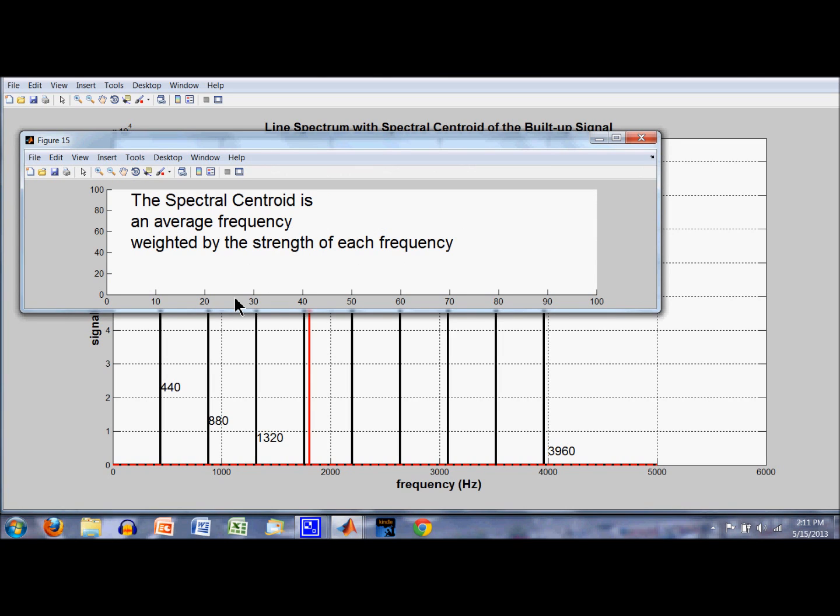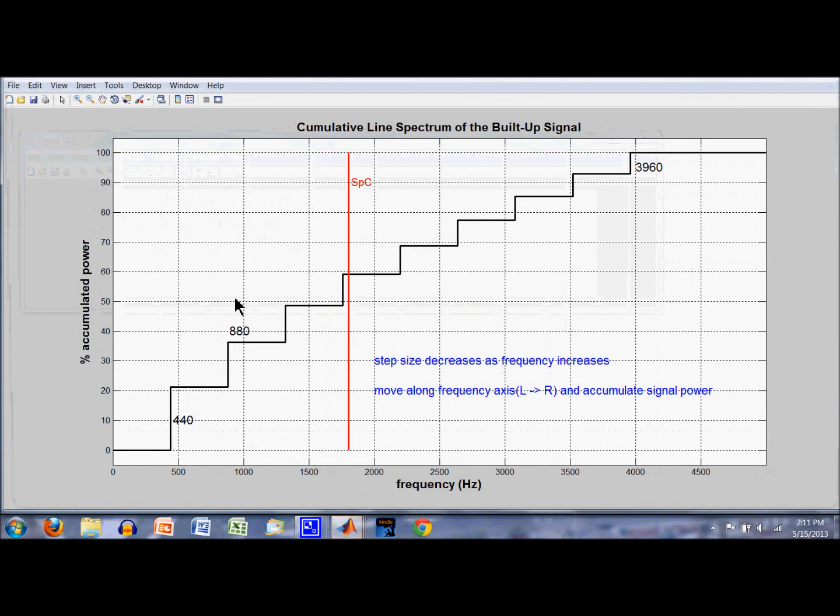So the spectral centroid is a fancy name, but it's nothing more than an average frequency weighted by the strength of each frequency. Okay, here's the cumulative line spectrum of the build-up signal. I'm going from left to right, and I'm plotting percent accumulated power. I'm going to start off at 0, no power at 0, nothing until 440, which we gather about, looks like about 21, maybe 22% of the signal.